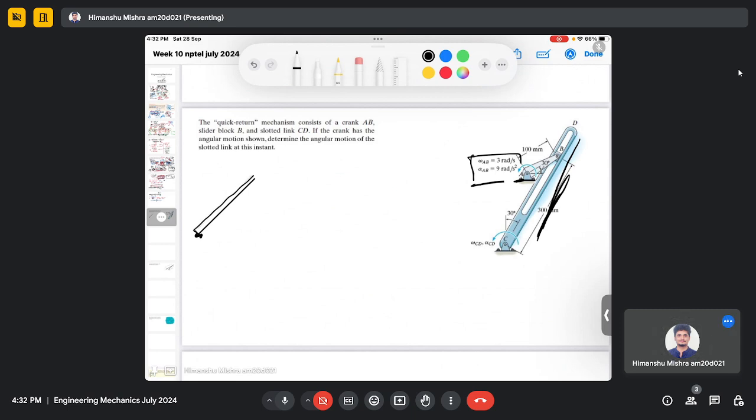So this is my slotted link here. This is my small y and capital Y, and this is my small x and capital X, and I am assuming that at this instant my rotating frame and inertial frame are coinciding with each other. So this is the slider, and this is rotating with omega and alpha.